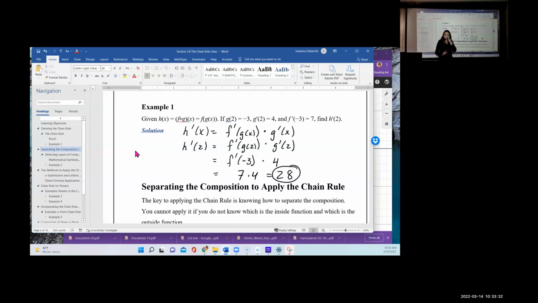There are a couple of problems in the homework set like this. Again, use the definition. h prime of x is equal to f prime of g of x, unchanged, the original g, times g prime of x. Then replace the x's with wherever you're trying to find the derivative, and then substitute each piece one step at a time.